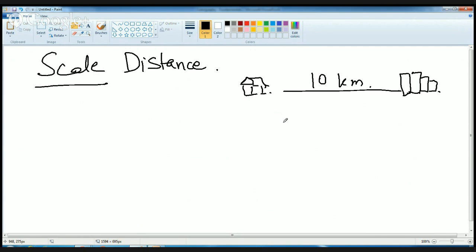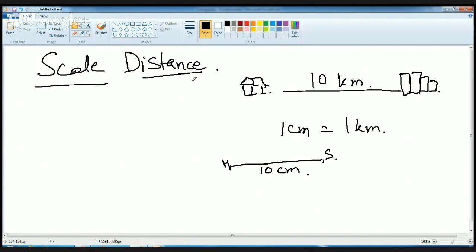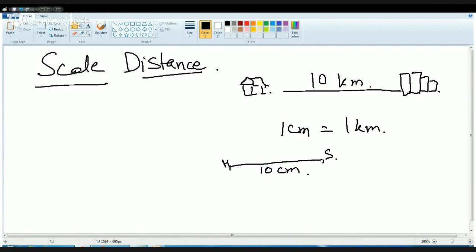For example, 1 centimeter is equal to 1 kilometer. That means by using a scale, I'll draw a line of 10 centimeters, and 10 centimeters on that sheet of paper will depict 10 kilometers, and that would say this is my house and this is my school. So with a scale, it's basically about distance. We can understand how long we have to go, how far we have to go, what the width is and what the length is. So this is what we calculate using scales.